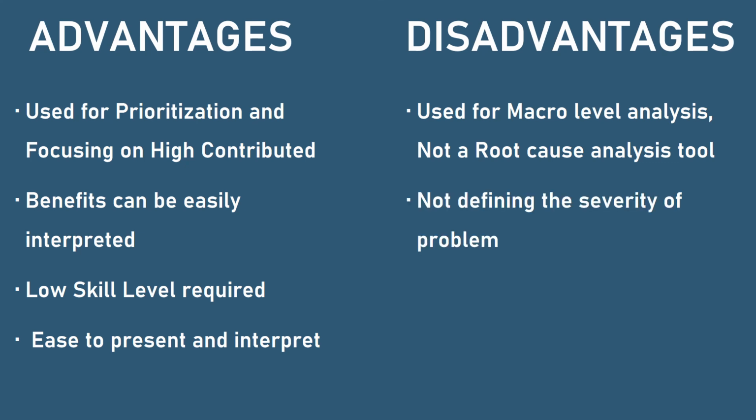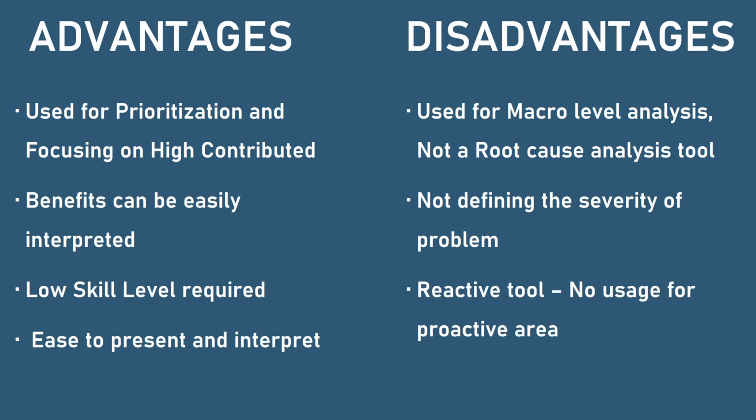And it is not defining the severity of the problem. You are only making prioritization based on the frequency. Maybe the first one may not be a severe defect if you are drawing a Pareto chart for engineering defect reduction. You will be drawing only based on the frequencies. So the first one may be top in frequency, but the defect severity may not be higher. So it does not define the severity of the problem. Second, it's only a purely reactive tool. It only helps to solve the problems. It is not a proactive tool.